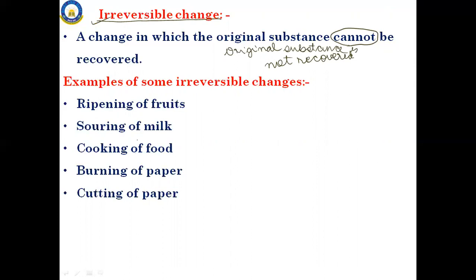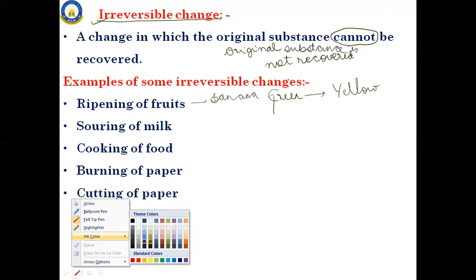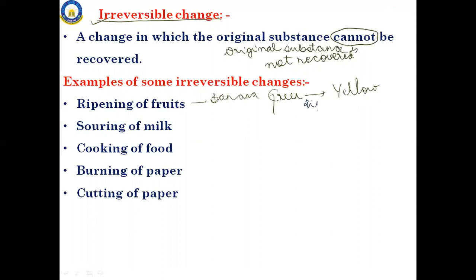So now what are the examples for the irreversible change? First one is the ripening of fruits. I'm considering an example of banana here. We all know that banana initially will be green in color, and then it will turn into yellow color. This process we call ripening. This ripening of fruits cannot be recovered. I cannot convert a yellow colored banana into a green colored one.